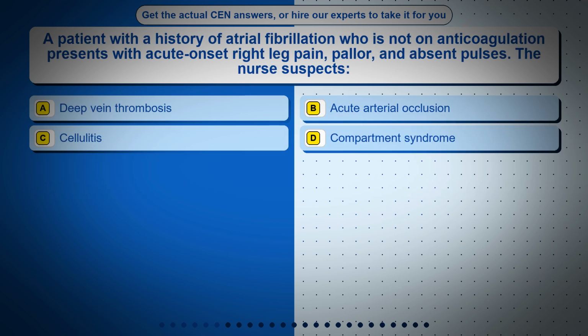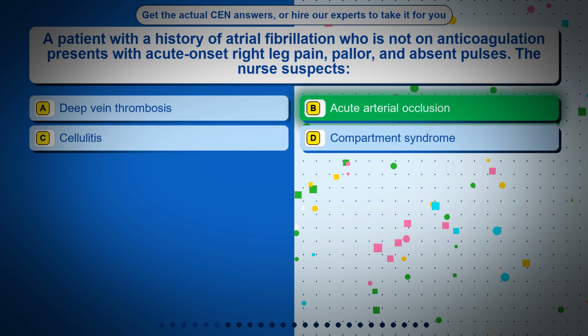Question 6. A patient with a history of atrial fibrillation who is not on anticoagulation presents with acute onset right leg pain, pallor, and absent pulses. The nurse suspects: Option A, deep vein thrombosis. Option B, acute arterial occlusion. Option C, cellulitis. Option D, compartment syndrome. The correct answer is option B, acute arterial occlusion.